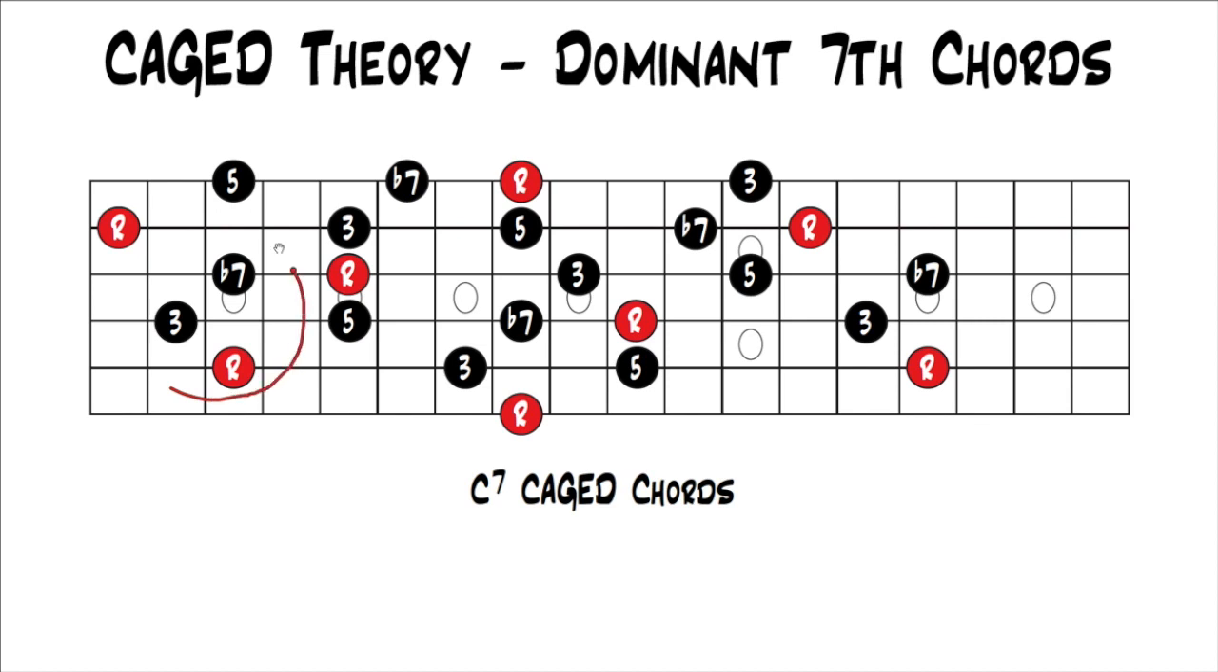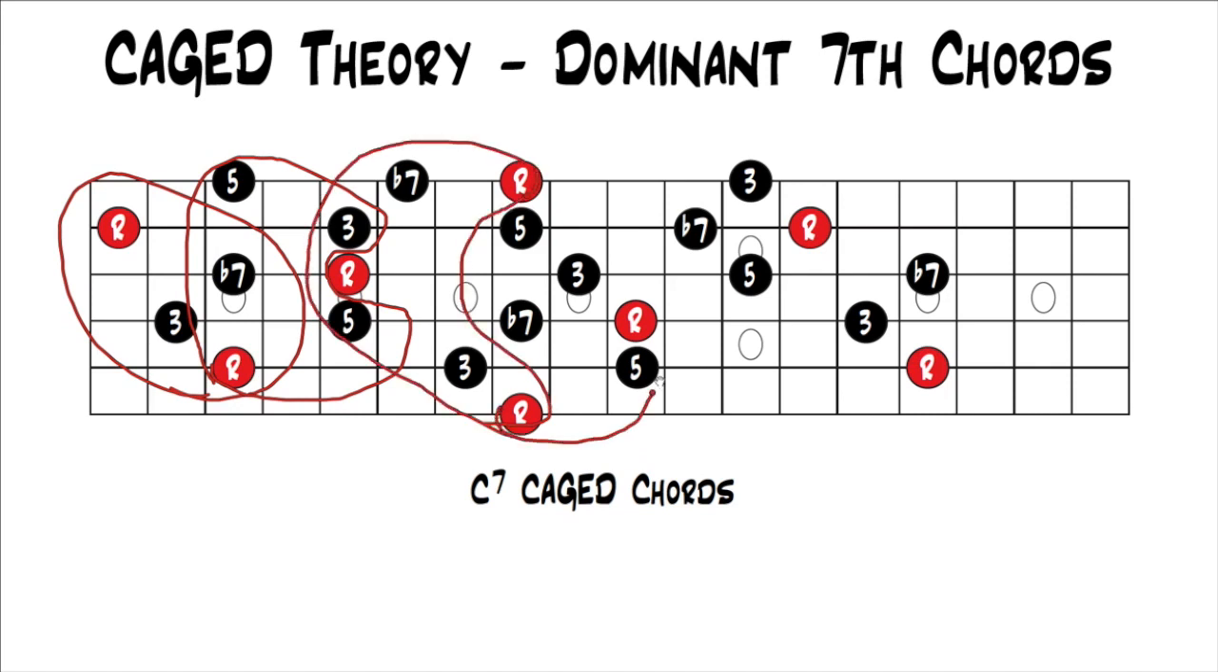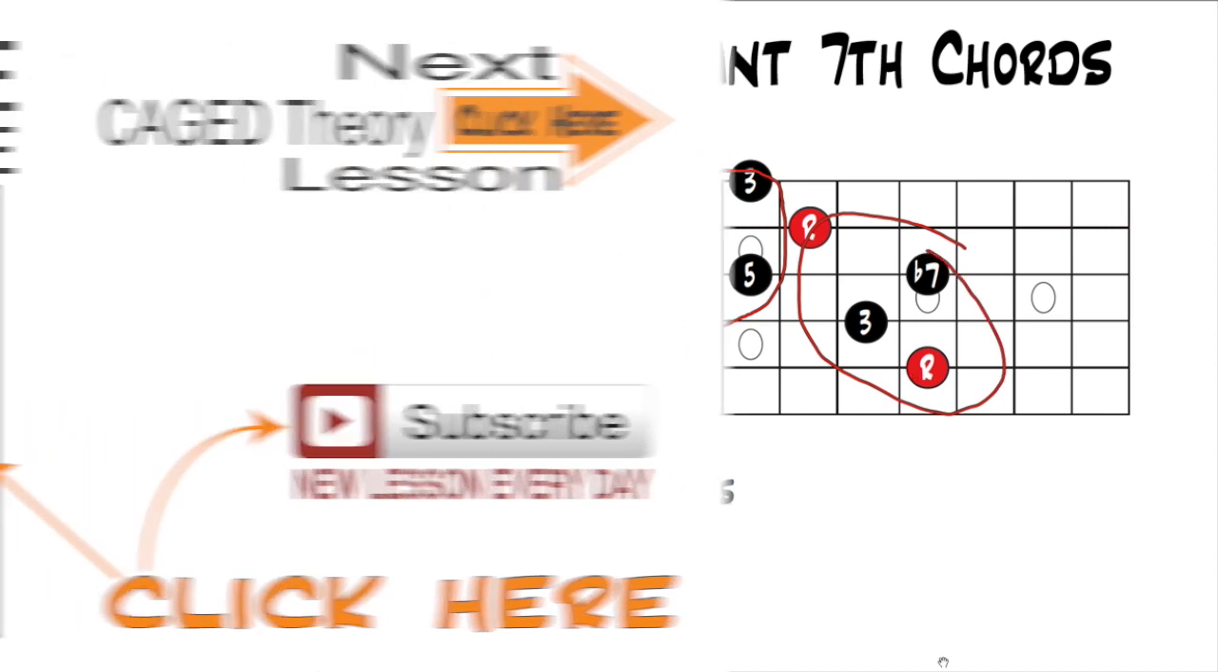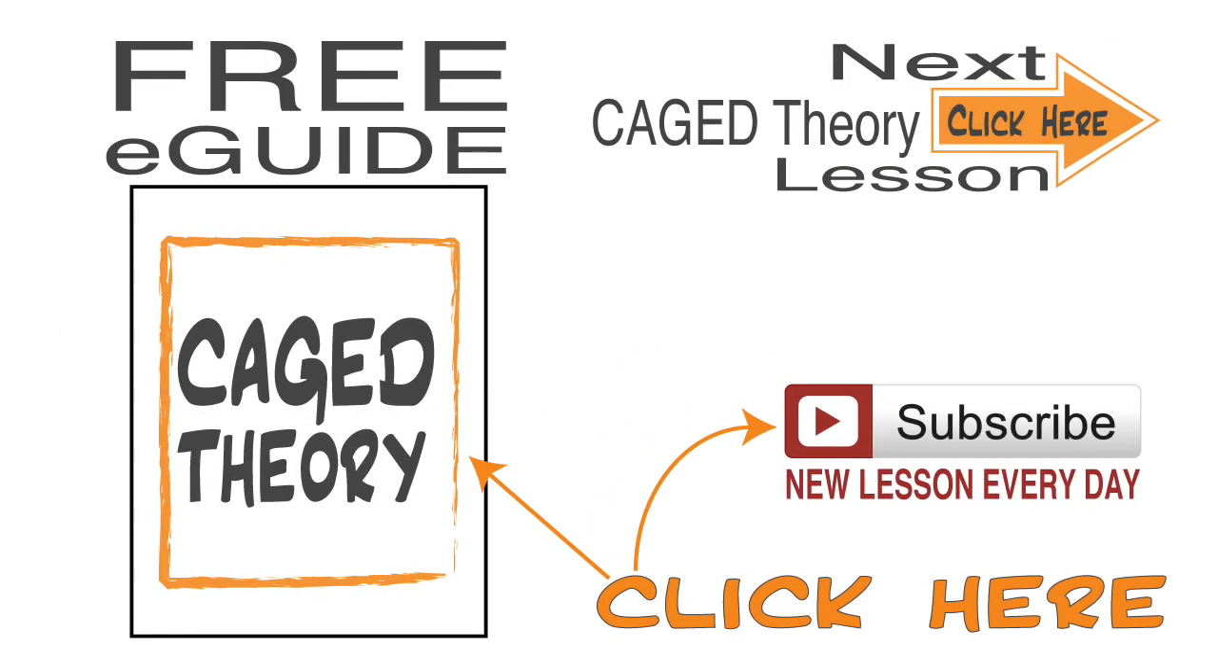Here is your C shape right here. Your A shape is right here. Your G shape is right here. Your E shape is right here. And your D shape is right here. And then you're back to your C shape an octave higher. So those are dominant 7th CAGED chords.